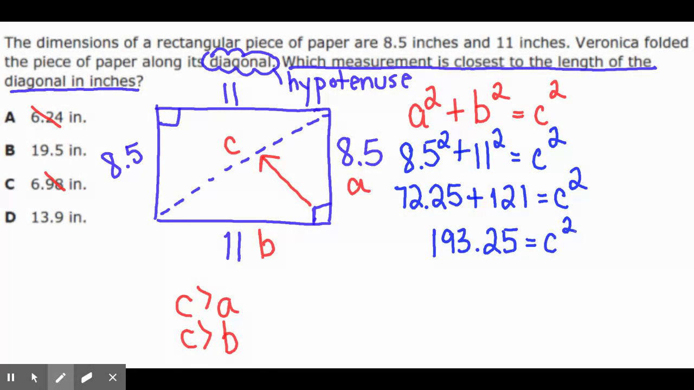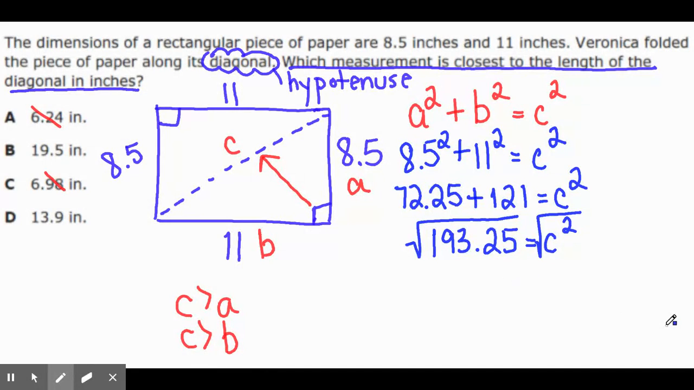So continuing with our inverse operations that we use to solve for a variable, we're going to go ahead and do the opposite of squaring, which is finding the square root. All right, so just like squaring is multiplying a number times itself, finding the square root is dividing a number by itself. Or we're trying to see what number we multiply times itself to equal 193.25.